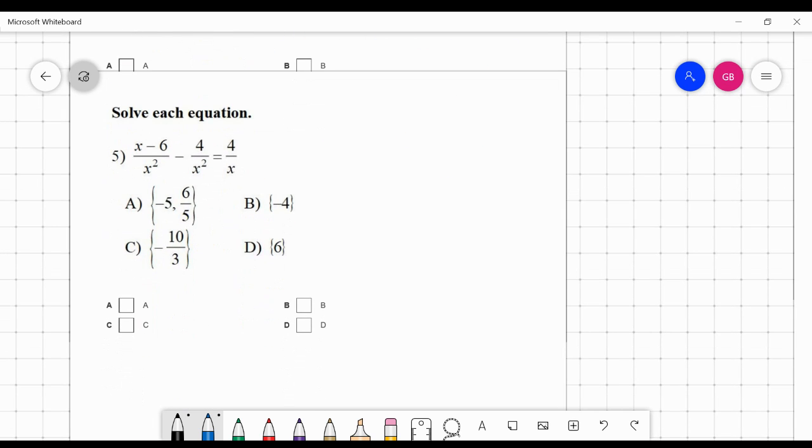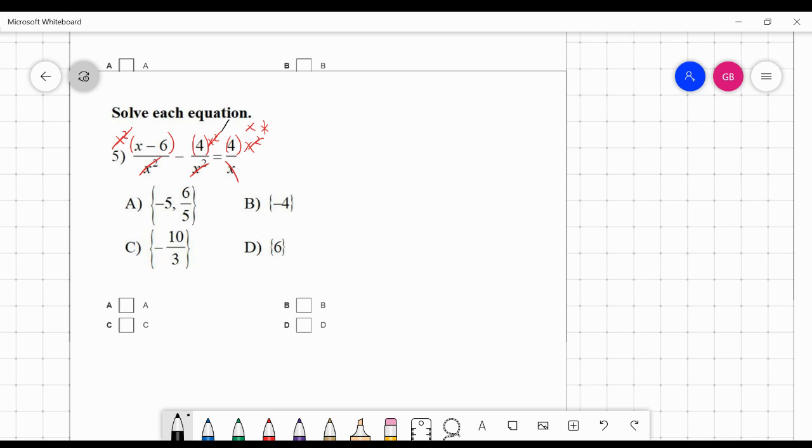And number 5, solve each equation. So the first thing I want to do is clear the fractions. So I'm going to multiply each one by x squared. Okay. So these x squareds go away. This one goes away. Now remember that x squared is the same thing as x times x. So one of the x's goes away.